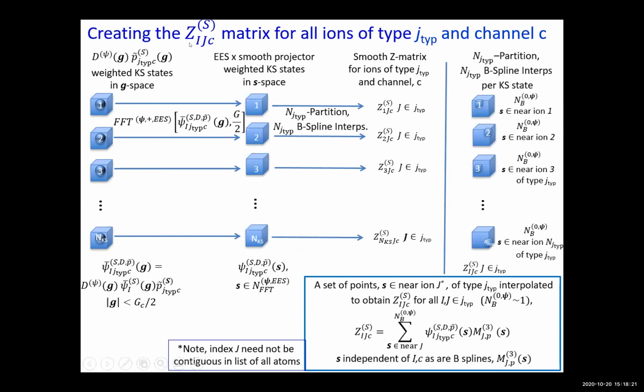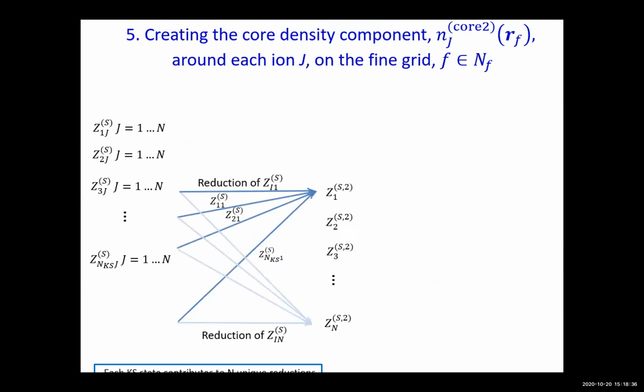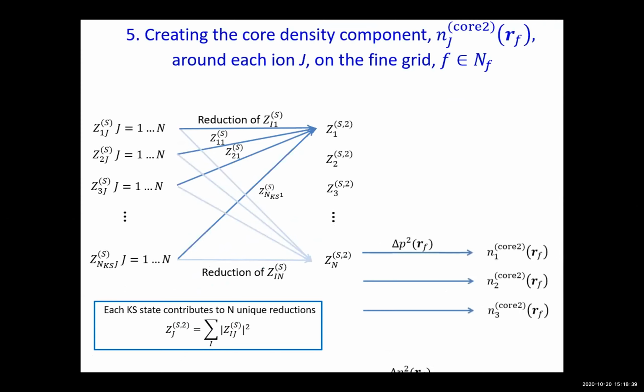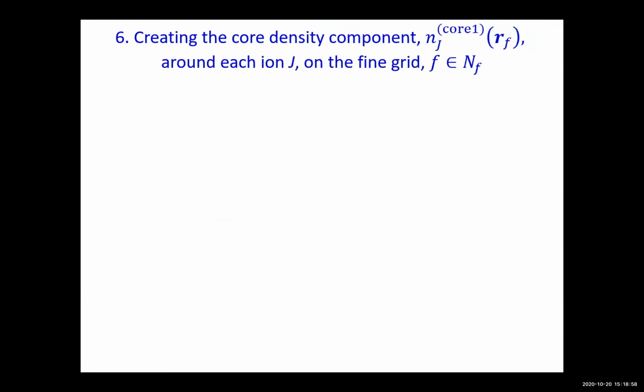So once we have that, we can construct the core density inside of the ions. So we can create this term, which is simply the core-core interaction, which is going to take these Z matrix elements, square them, multiply them on the fine grid by the difference projector, and that creates the core-core part of our interaction. So if this sounds like there are many terms, there are, and there's even more derivative terms. However, we can do them.